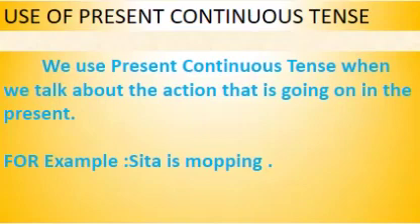For example, Sita is mopping. Okay students, Sita is mopping and Ram came from the outside, and then Ram asked, "What are you doing, Sita?" Then what will Sita say? "I am mopping," because at that time she was mopping. So I hope now it is clear to you how to use the present continuous tense.